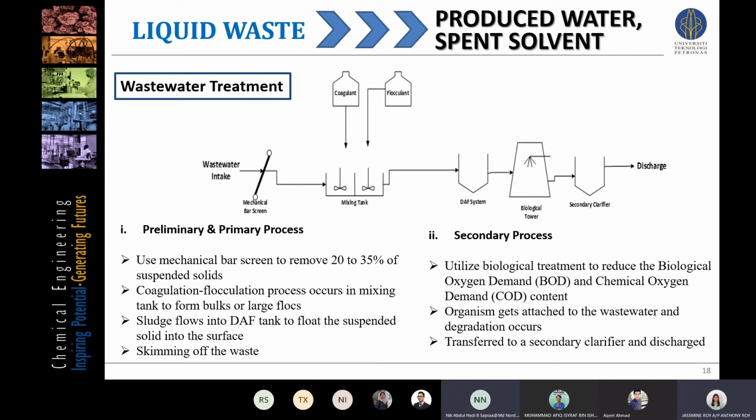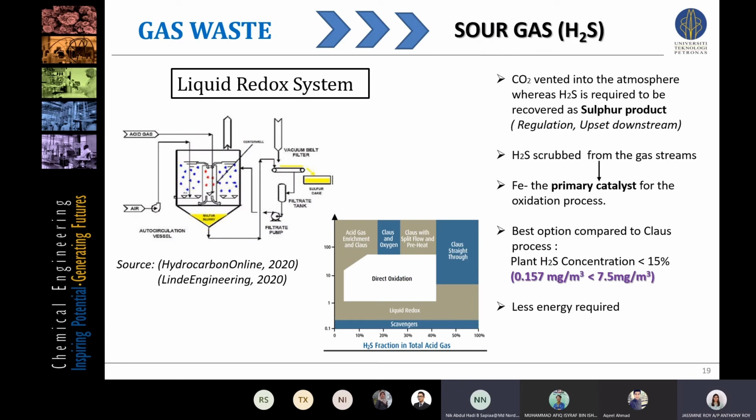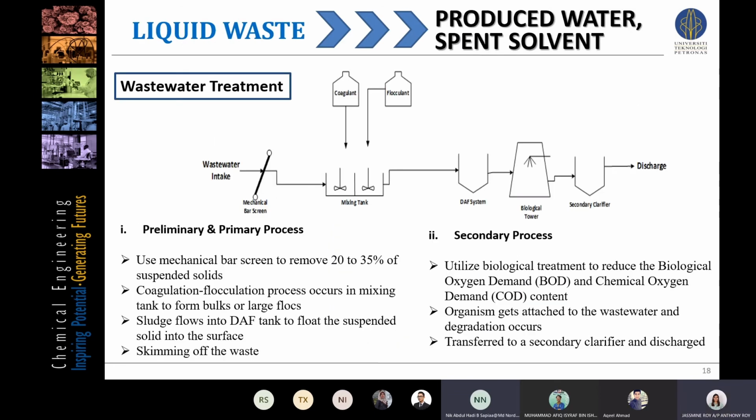Because it's a proposed methodology, sir. So your proposed methodology should tackle what is in your wastewater. Okay, sir. So that is the concern actually. Okay. For the gas H2S, yes. How was it treated, using biological? Liquid redox. All right, yeah, the liquid redox.